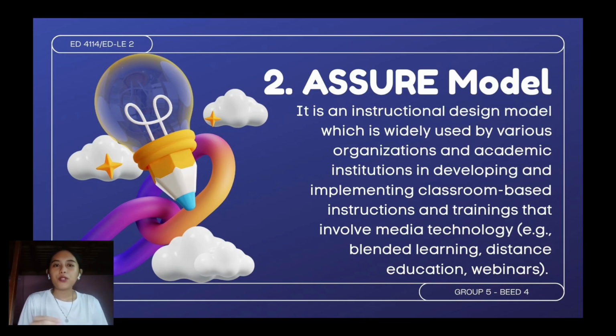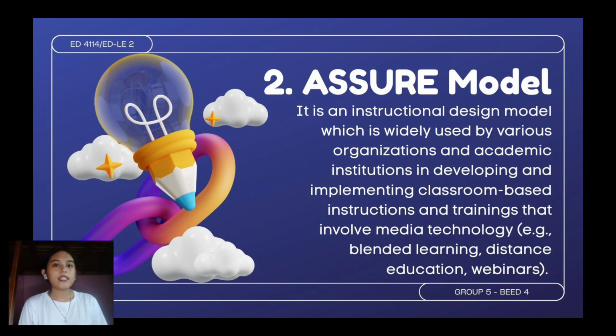Now, the term ASSURE is an acronym, and I bet we all know that. A stands for Analyze the Learners. First S, State the Objectives. Second S, Select Strategies, Media and Materials. U for Utilize Technology, Media and Materials. R, Require Learners' Participation. And E for Evaluate and Revise. And we will tackle this all one by one.